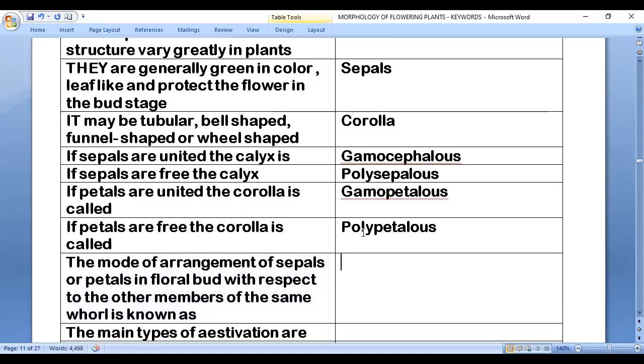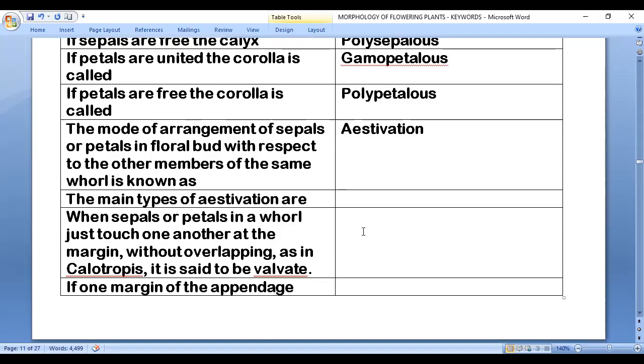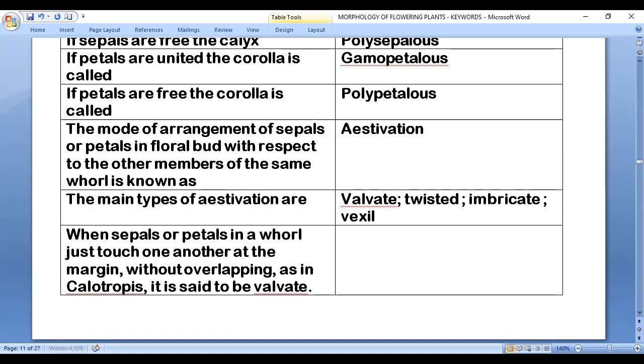Mode of arrangement of sepals or petals in the floral bud with respect to the other members of the same whorl is known as aestivation. Main types of aestivation are valvate, twisted, imbricate, and vexillary.